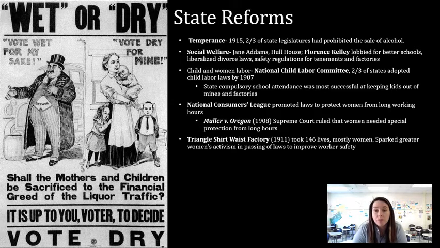Eventually, the federal government is going to pass a child labor law, and the Supreme Court will unfortunately limit that. But still, it's a step in the right direction. She also founded the National Consumers League to promote laws to protect women from long working hours.